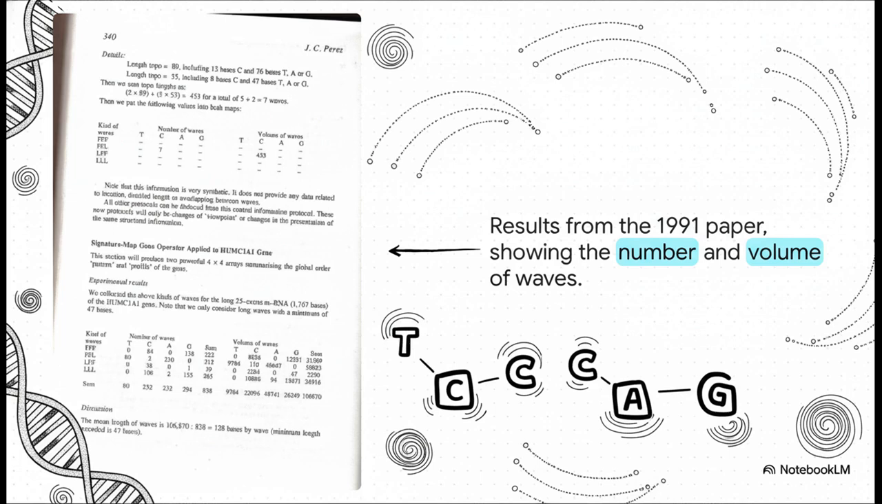This table basically summarizes everything his protocol found. It shows how many of those Fibonacci-based resonant waves he detected for each of the 4 nucleotides, T, C, A, and G, and the total volume, or the number of bases they contained.